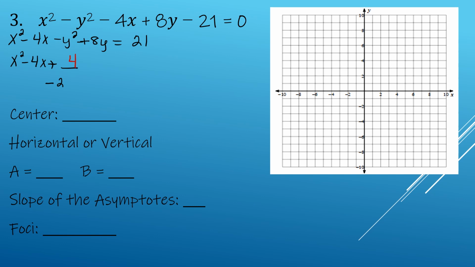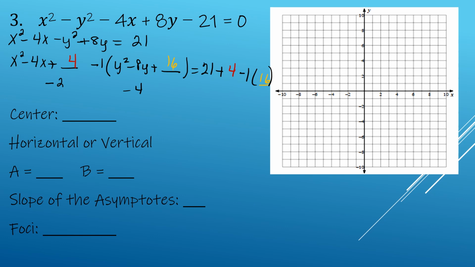For our y terms, you'll notice this is a negative y squared, so I do need to factor out that negative 1 in order to complete the square. So that would be negative 1 times y squared minus 8y plus, completing that square, half of negative 8 would actually be negative 4, and negative 4 squared would give me 16. And that will equal 21 plus the 4 that I added for the x's, and then minus 1 times the 16 that I completed the square with for the y terms.